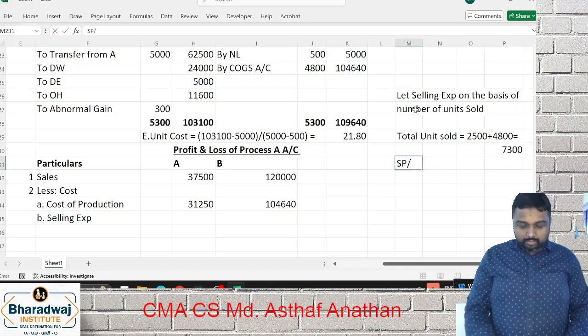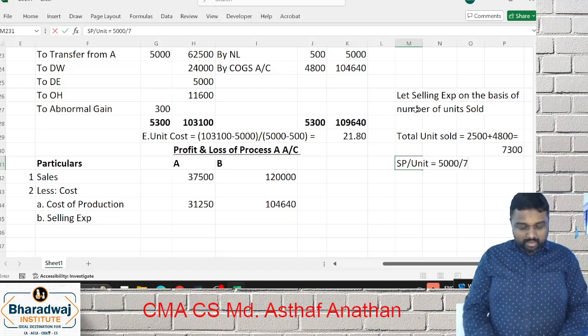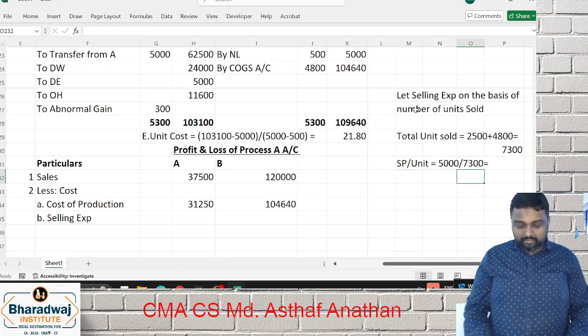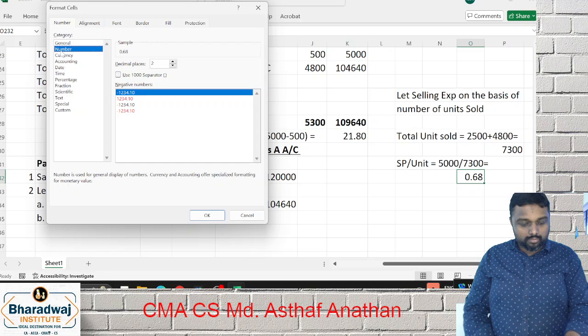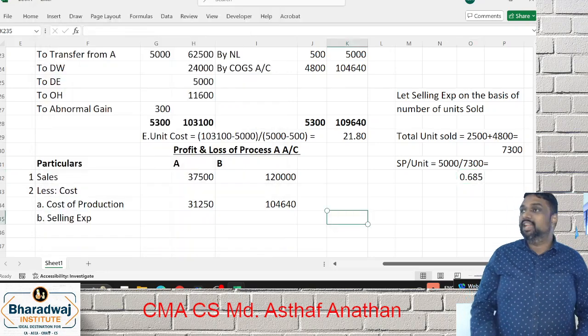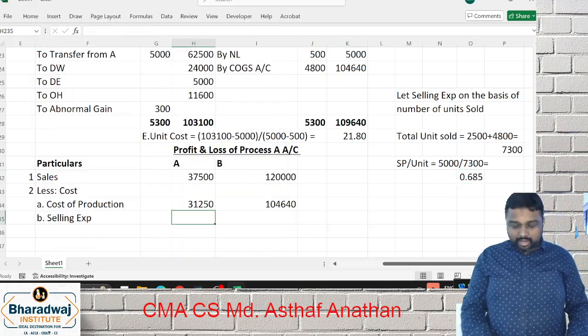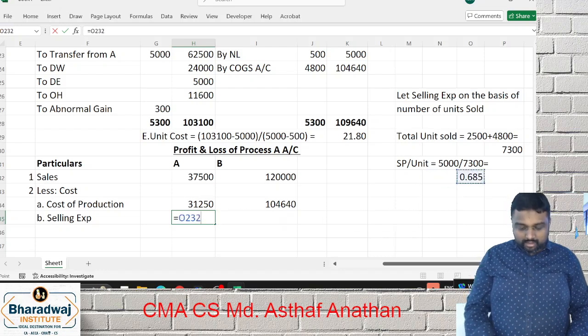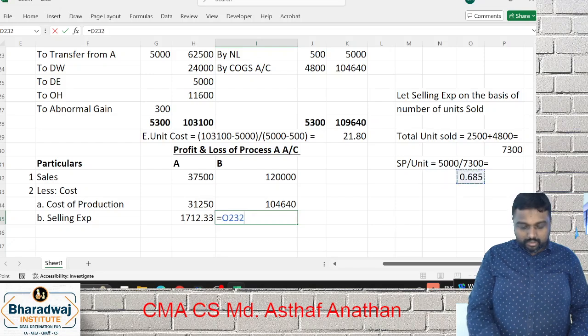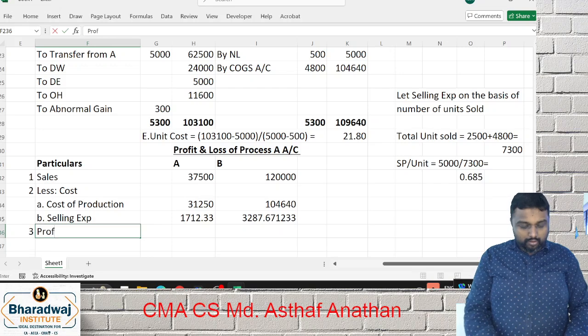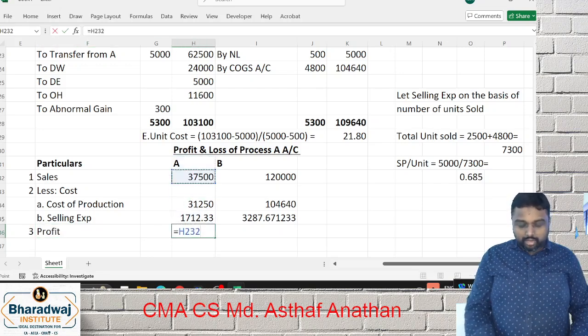What is the total? 7,300. So selling expense per unit will be 5,000 divided by 7,300. You will get 0.68 or 0.685. Now you get the amount: 0.685 into 2,500 here, and 0.685 into 4,800 here. This is your profit. My dear friends, you can do this one method.